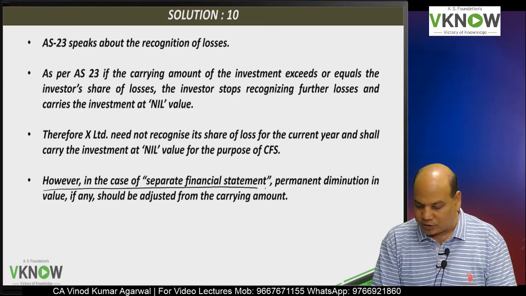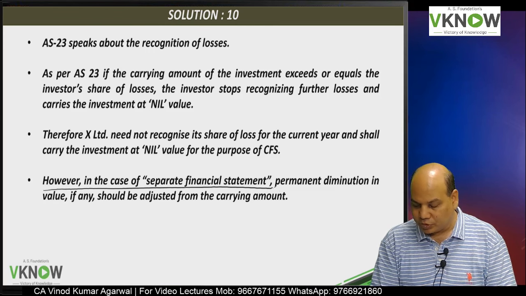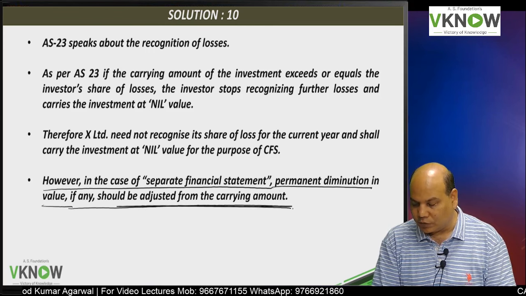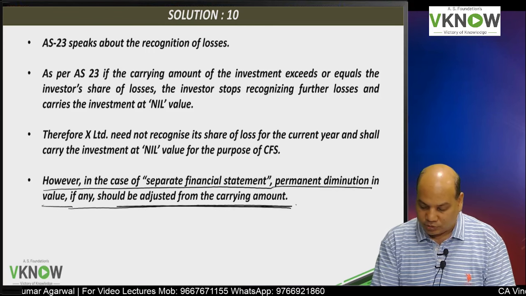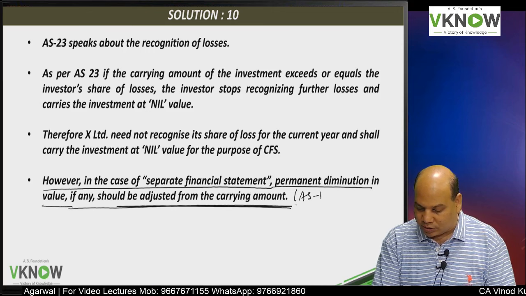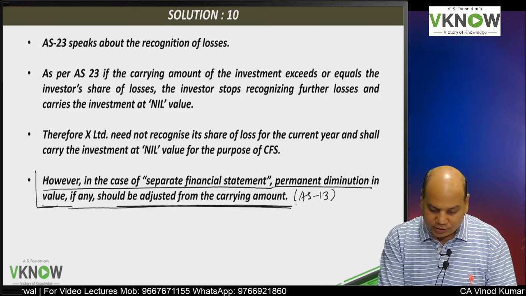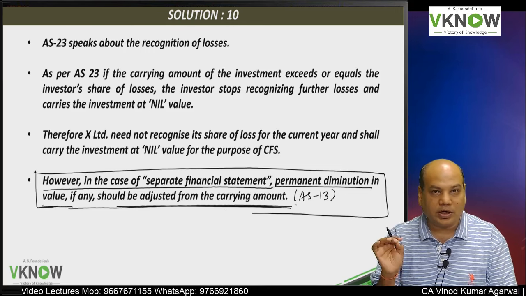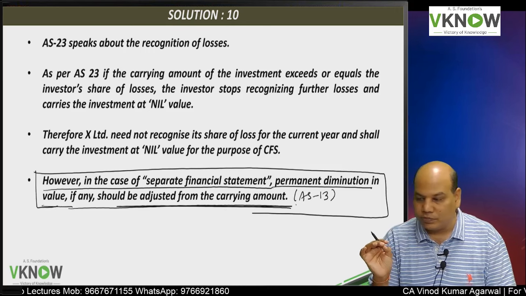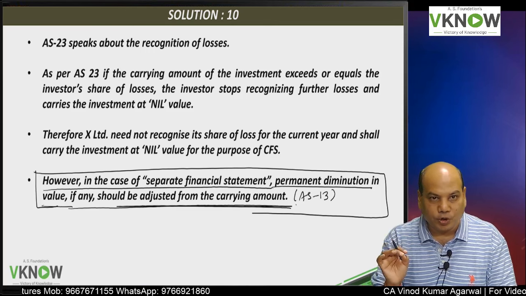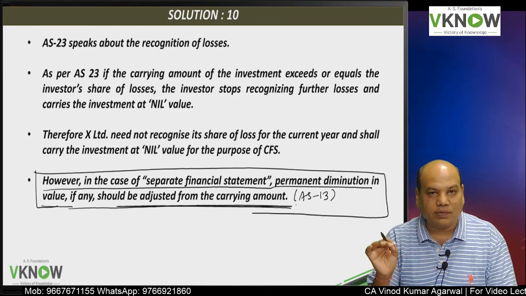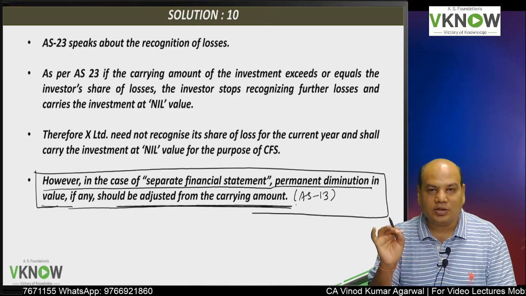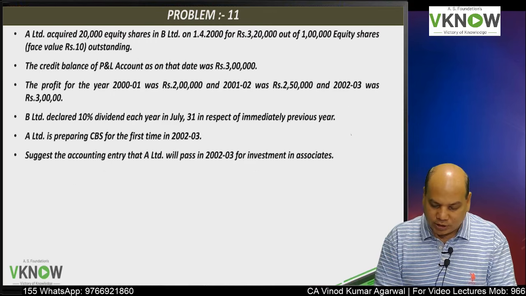However, in the case of separate financial statements, permanent diminution in the value, if any, should be adjusted from the carrying amount. That is given in AS 13, write it down. If there is a permanent decline in the value of investment, you will have to make a provision for diminution in the value of investment as per AS 13 in the separate financial statements.